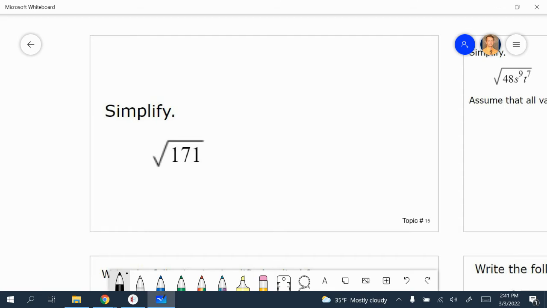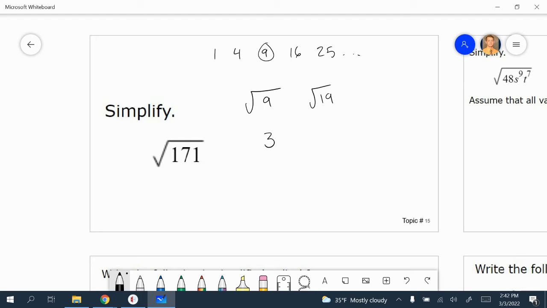Topic number 15, we've got 171. All of these numbers are going to be bigger than 100, so you might have to do some trial and error to see what works. Again, our perfect squares are 1, 4, I forgot 9, 16, 25, and so on. But I don't think we need to go up any higher than that because I think I know what this one is. I think 9 goes into 171. I just got to figure out how many times. 19 times. So I can split this up into a 9 and a 19.